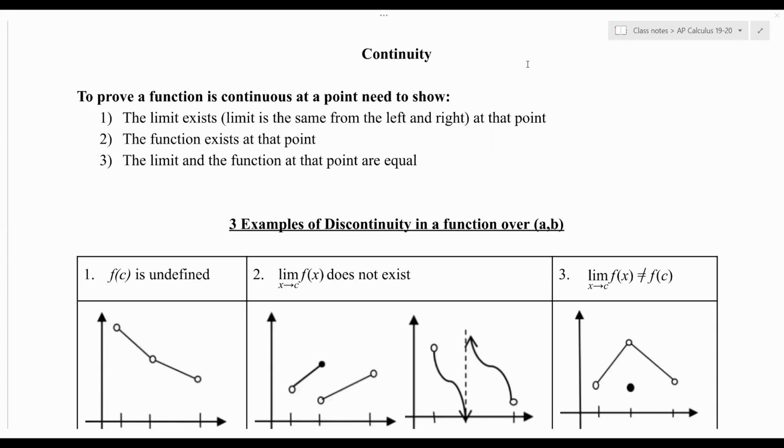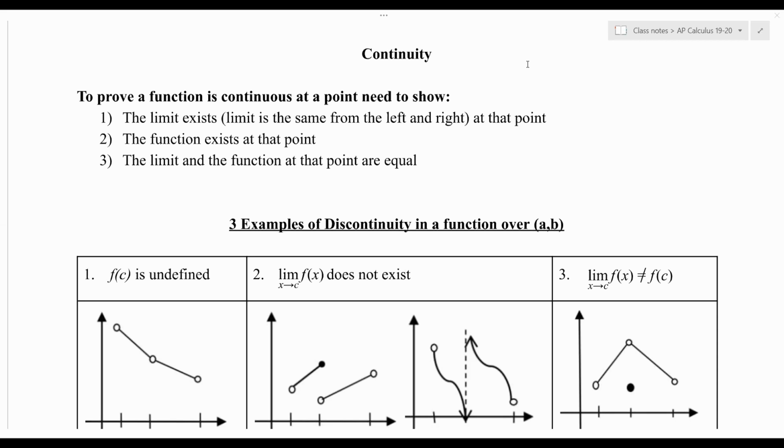Hi mathematicians, today we're going to talk about continuity. Basically, continuity means that you can draw a function without picking up your pencil. However, that's not a very good mathematical proof.